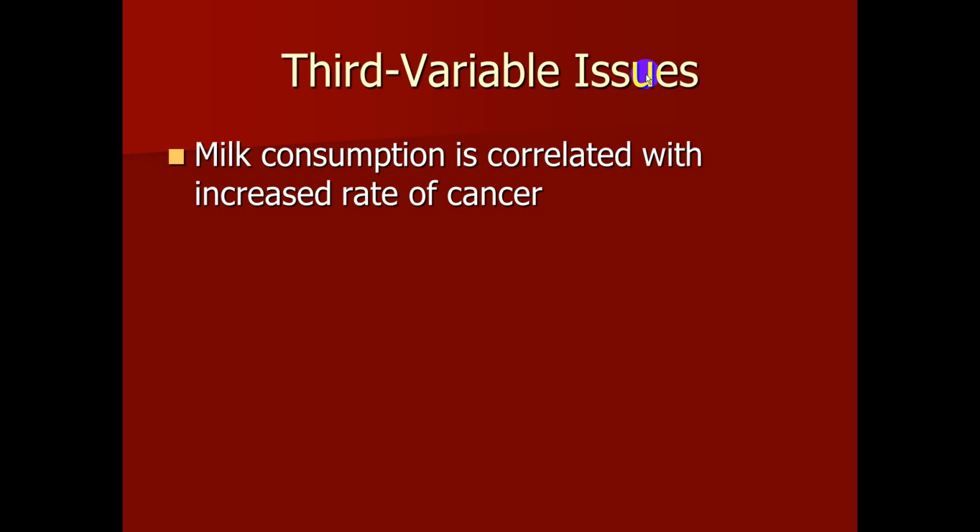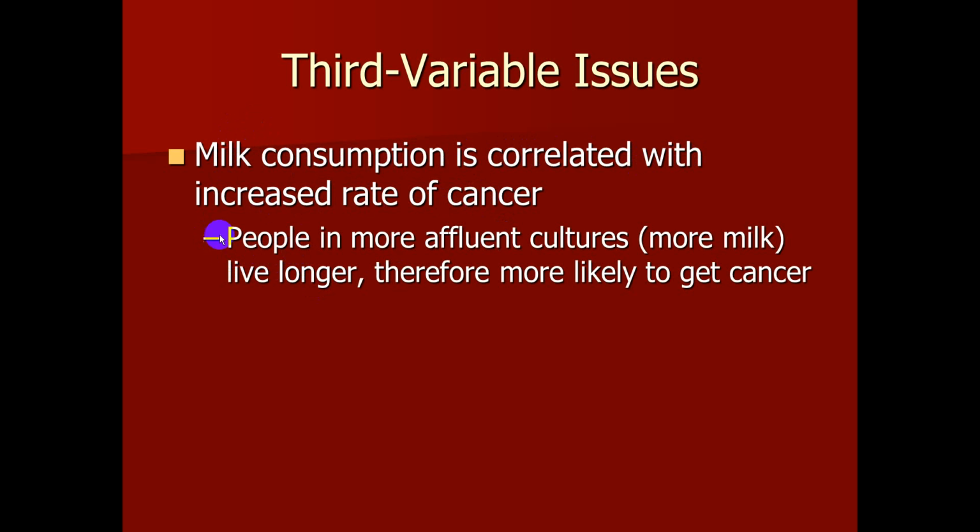Okay, third variable issue. Milk consumption is correlated with an increased rate of cancer. How does that work? Well, people who drink milk over a long period of time, from when they were early on in age, and older people tend to get cancer. So milk consumption is correlated with an increased rate of cancer because the older you are, the more milk you have consumed, and the higher rate you have of cancer. People in more affluent cultures drink more milk and live longer, and are therefore likely to get cancer.